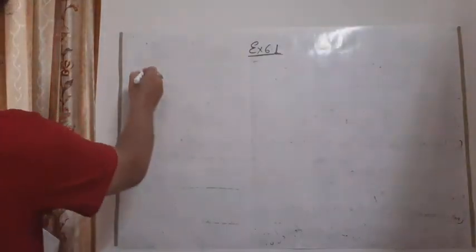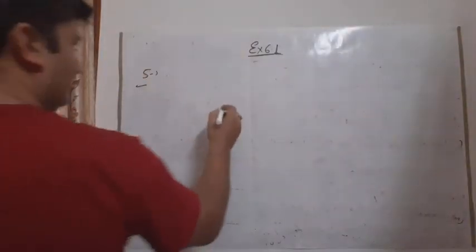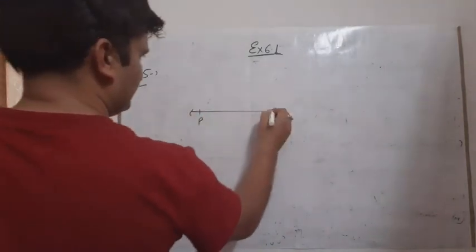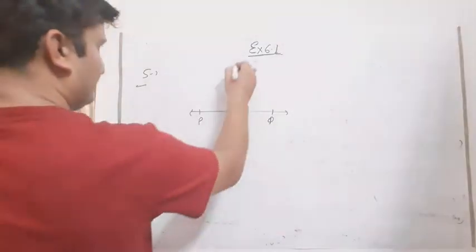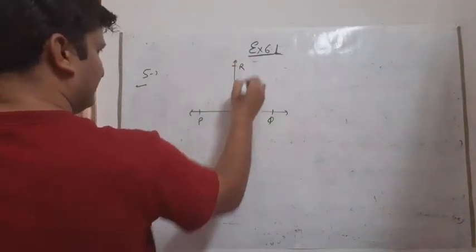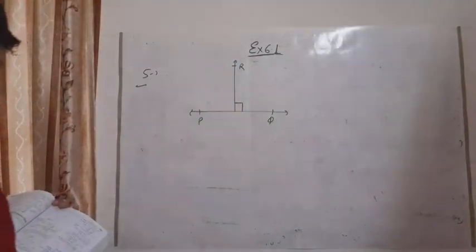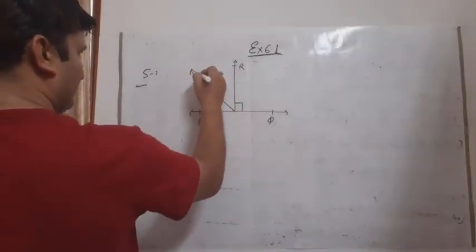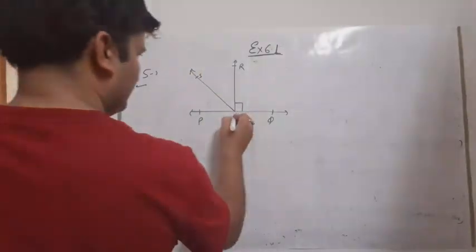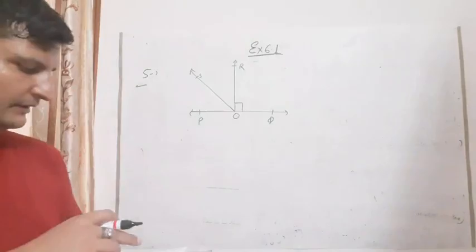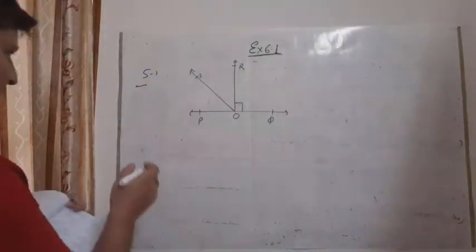Students, now we are doing question number 5. First, we have to draw the figure. This point is P, this point is Q, and this is R. This is already given that 90 degree, and this point is S. This point is O. This figure is given in your book, and we have to find now what is given.